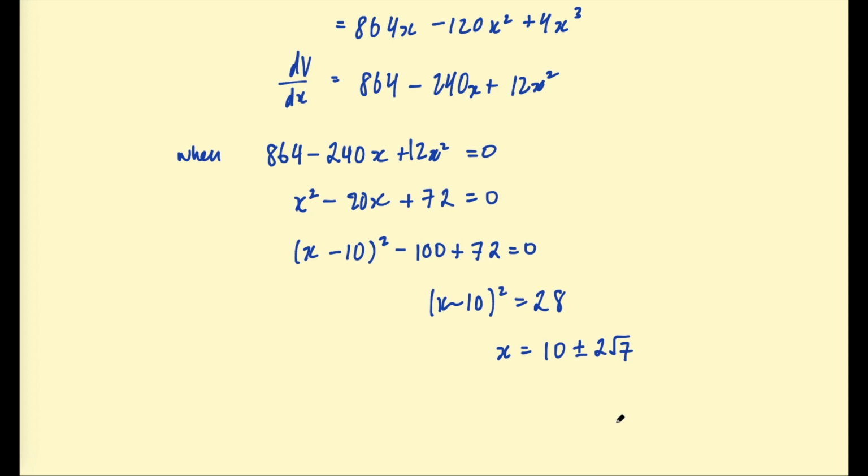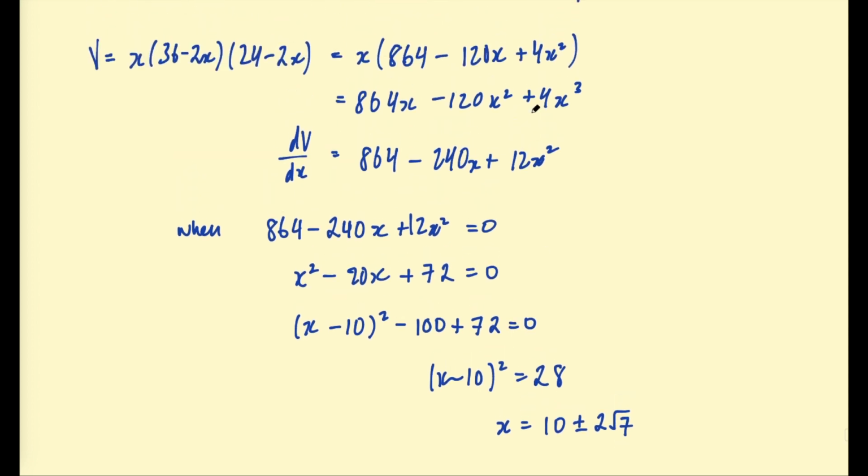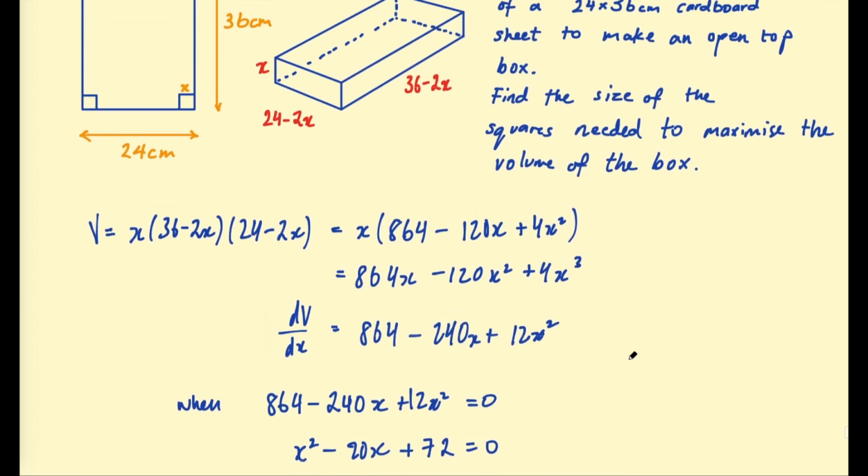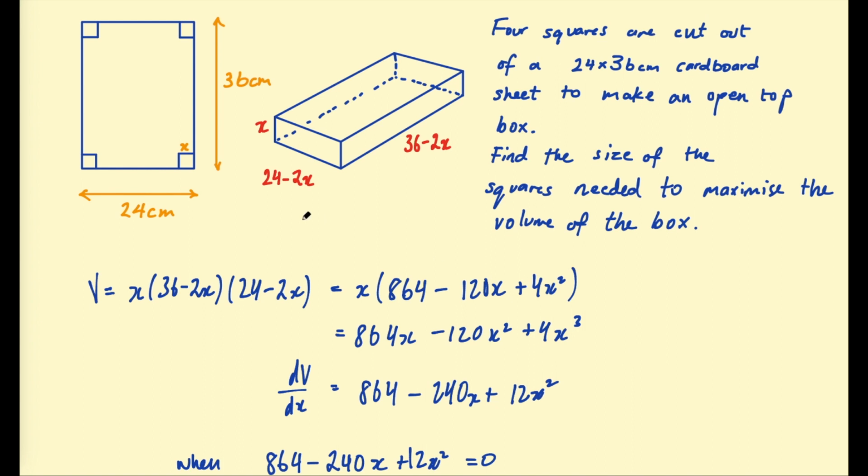Okay, this is a little bit more complicated than the previous examples because we have two stationary points. This being a cubic, the equation for the volume, that means we are going to get two stationary points, and we need to figure out which one is the maximum. So we need to do a bit of interpretation. Let's firstly go back to our original problem and find out the range of values for x.